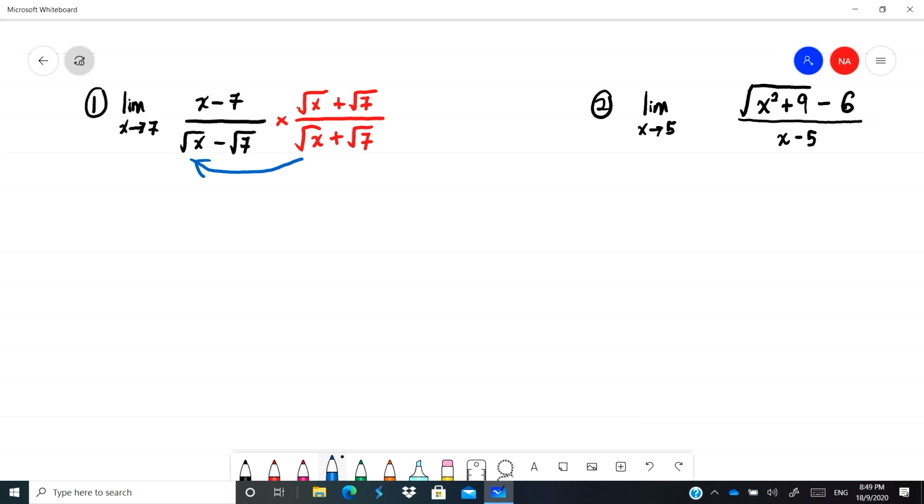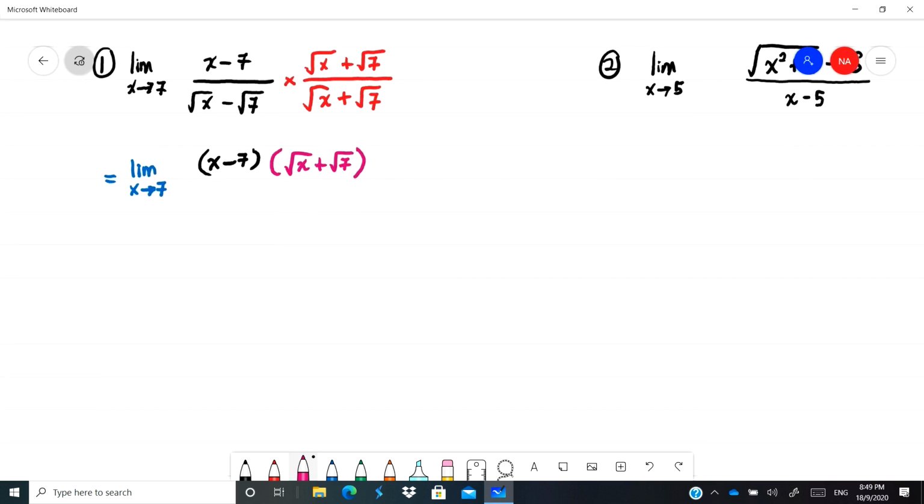As usual, we are not substituting the value x equal to 7. We write this limit as x approaching 7. Copy the numerator, x minus 7, and please put it in brackets, and then over square root x plus square root 7. So that one is the numerator.